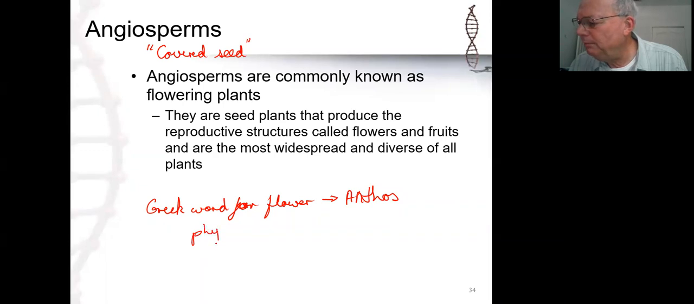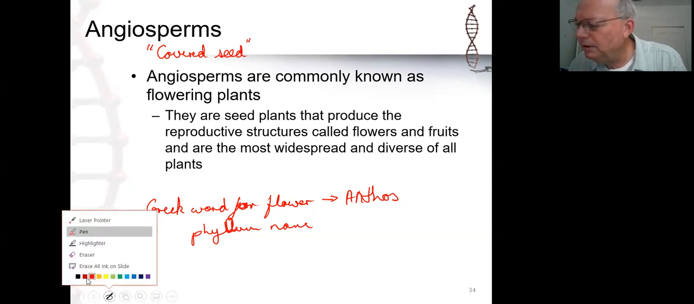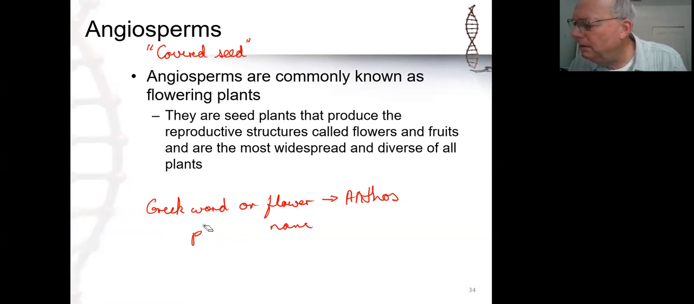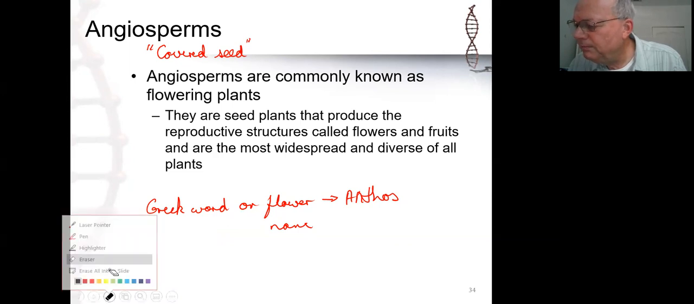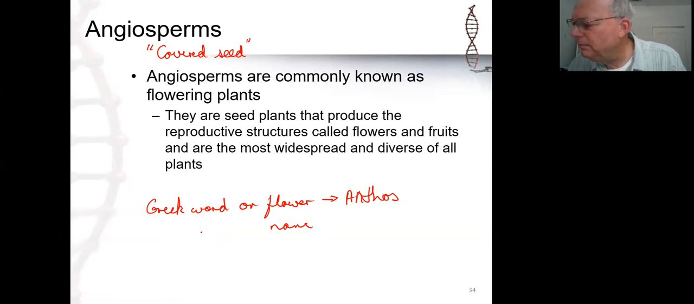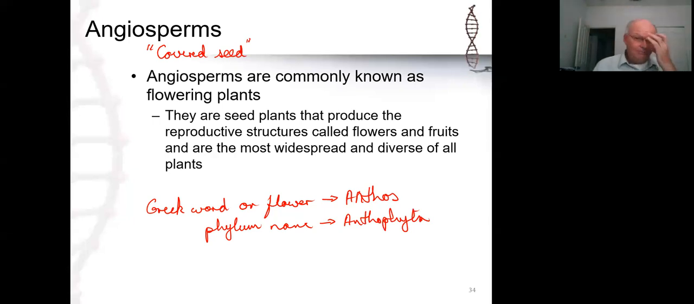So the phylum name, I think it should be one L, shouldn't it? Not two. Let's clean that up. So the phylum name is Anthophyta.